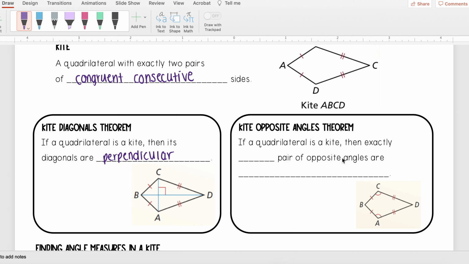The other theorem that we have about kites is the kite opposite angles theorem. And that tells us if a quadrilateral is a kite, then exactly one pair of opposite angles are congruent. And it has to be this specific pair, so it's going to always be those angles that are between the two sides that are not congruent. So here we see that angle A is congruent to angle C. So it's going to be the ones that also look pretty much the same.